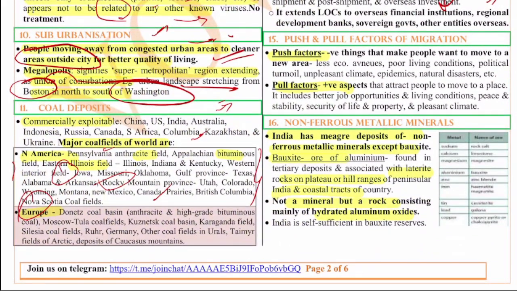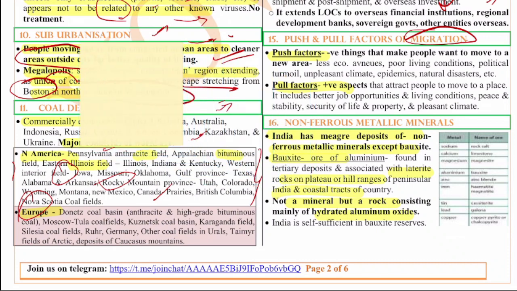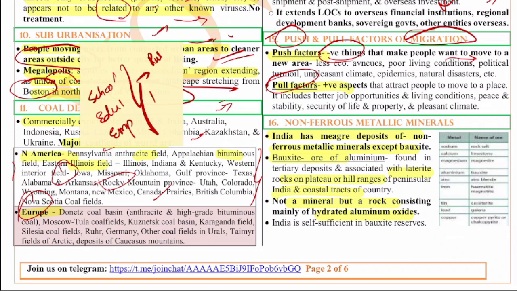Next, the 15th question is about migration, the push and pull factors of migration. Push factor means in a certain region there are certain negative things, and these negative things are pushing the people to another region. That is called push factors. So negative things ensure that people move to other areas. Next, the pull factors. Pull factors means an area has positive aspects, maybe schools, maybe education, maybe employment. All of these are positive factors, and because of these positive factors, people move from rural to urban or from one area to another. Generally the rural to urban migration is for these important reasons only.